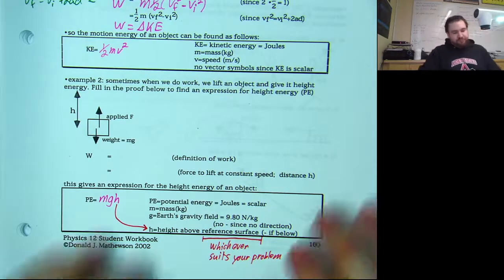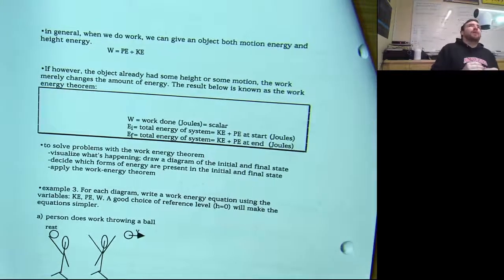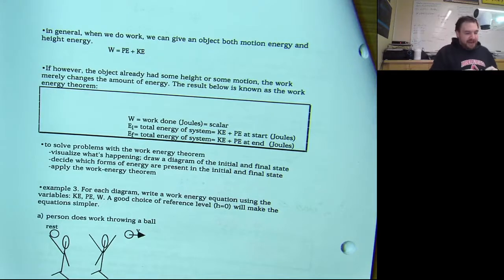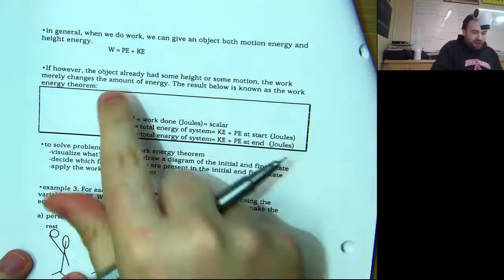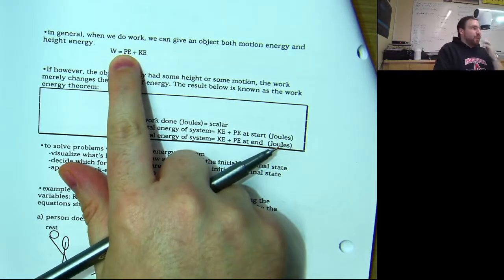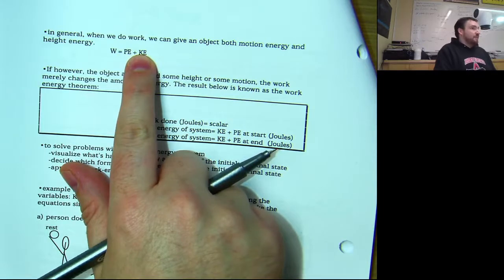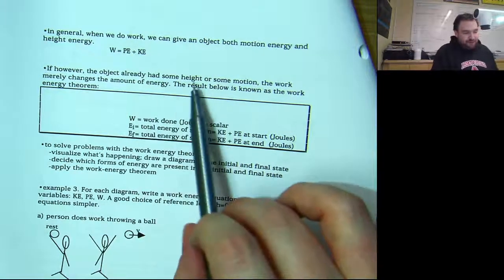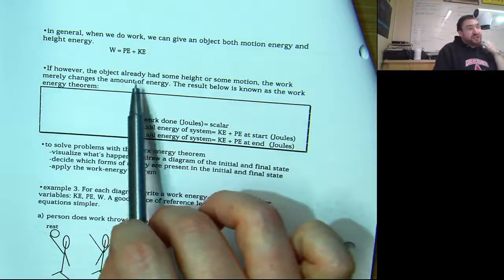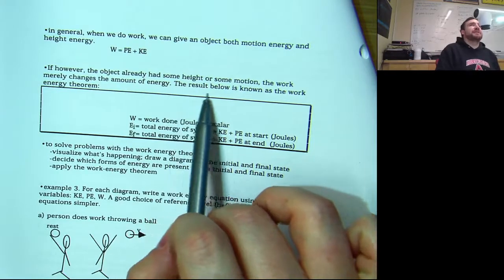Flip the page. So in general, when we do work, we can give an object both motion energy and height energy, or potential energy. So we say that work done is equal to whatever potential energy an object has plus whatever kinetic energy it has, energy that we've given it. However, if the object already had some height or some motion, the work just changes the amount of energy that's present.